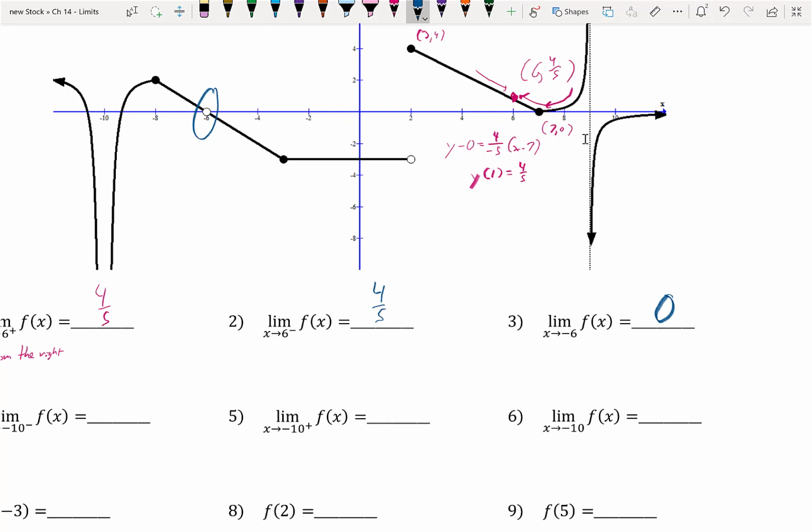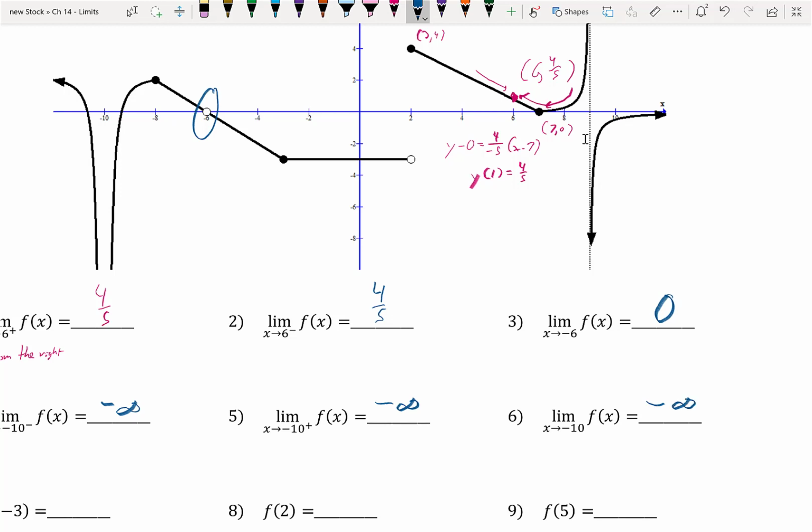Okay. Let's talk about negative 10. What's the limit as we approach negative 10 from the left? It doesn't exist. We can describe it as negative infinity. It's a type of does not exist, but it's a description, so it helps. Limit as we approach negative 10 from the right? Same thing. And when the left-sided limit and the right-sided limit are the same thing, then we can describe the limit as we approach negative 10, without a plus or minus, as just the same thing.